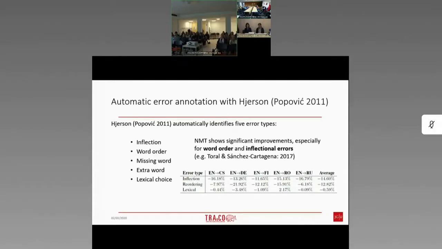And Hjerson, developed by Popovic in 2011, automatically identifies 5 error types. It identifies inflection errors, word order, so reordering, that's how they call it, but essentially word order errors, missing words, extra words, and what they call lexical choice. It is widely used to, for example, compare statistical machine translation with neural MT. Here a study by Terral and colleagues from 2017, and you can very clearly see that, at least for English into German, we get roughly 30% fewer inflection errors in NMT, about 22% fewer word order errors. But in terms of lexical errors, there's not a great reduction, at least in 2017. So things develop very fast. But anyway, this is the kind of tool that we've used for the automatic error annotation.